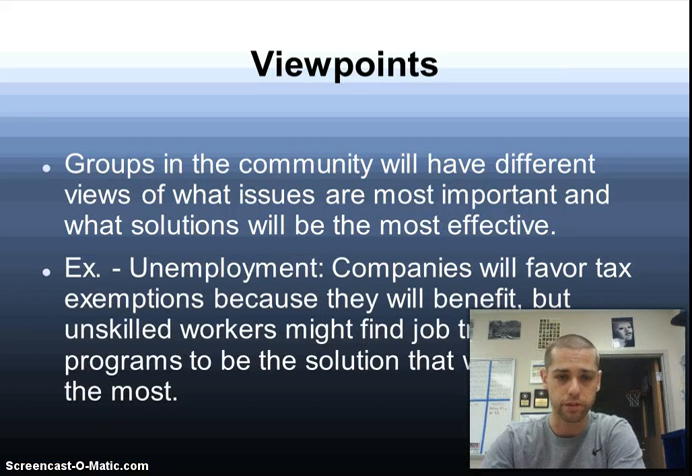Okay, so our viewpoints. Groups in the community will have different views on what issues are most important and what solutions are most effective. For example, for unemployment, companies might favor tax exemptions because they save money, but unskilled workers might think the job training is the best solution because that'll help them the most. It'll help make them marketable. So if you guys can see, different public policy solutions have different problems involved, and there's benefits and drawbacks to both. But it really depends on what's the best fit for your community.